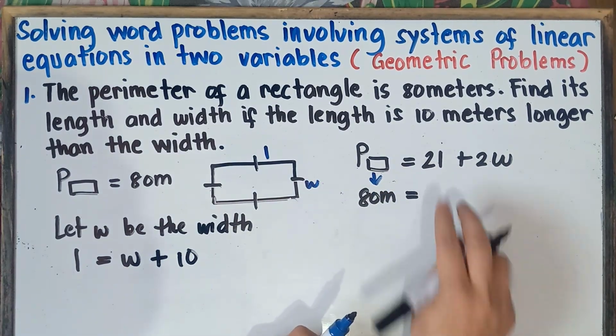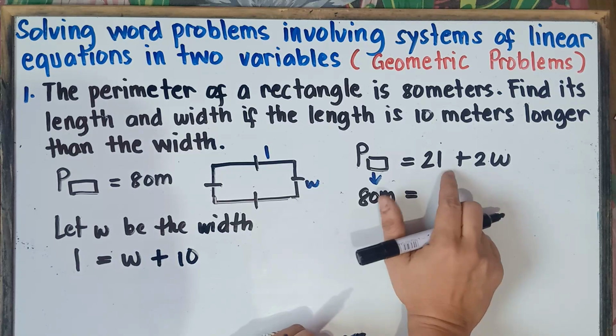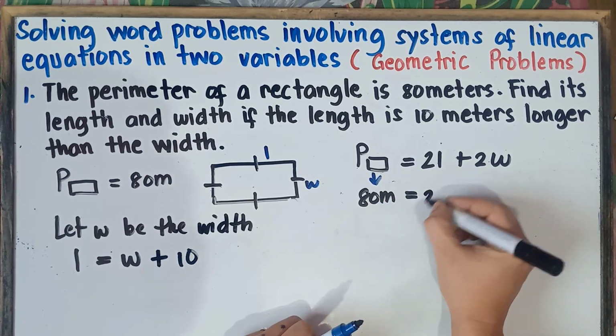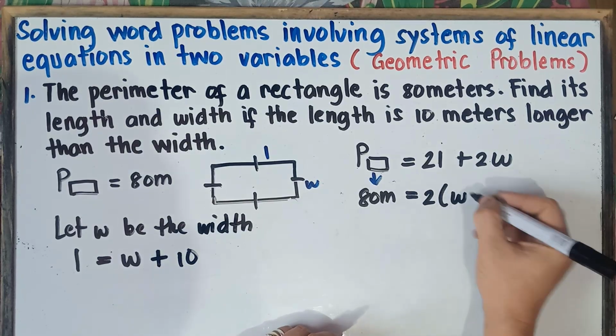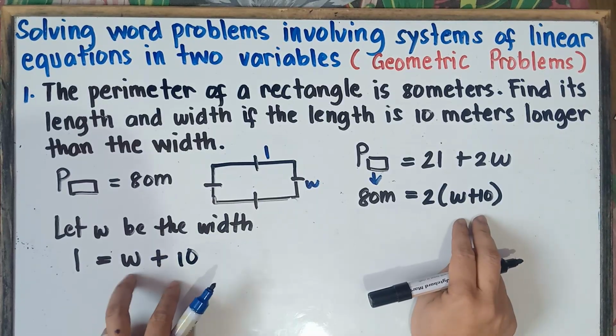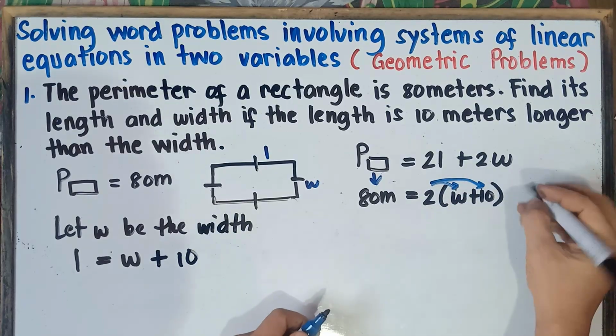Copy the equals sign. Now, if you have 2L, it means 2 times L. Once again, if you have a number together with a variable, it means multiplication. So 2L is 2 times the length. So 2 times our given length, which is W plus 10. So 2 times W plus 10. We need to put parentheses because this is a binomial. We apply the distributive property, and then copy the plus sign.